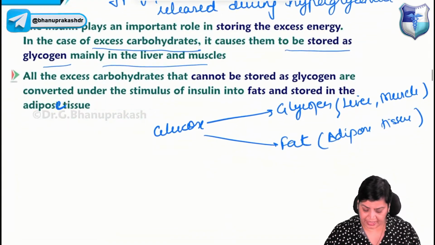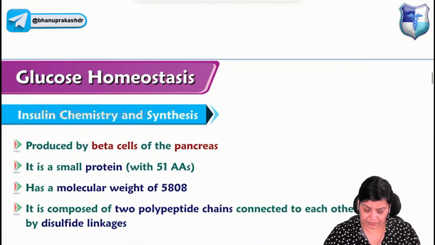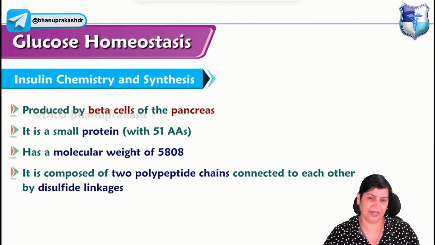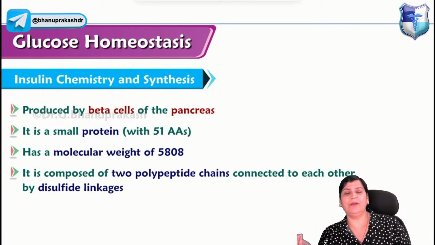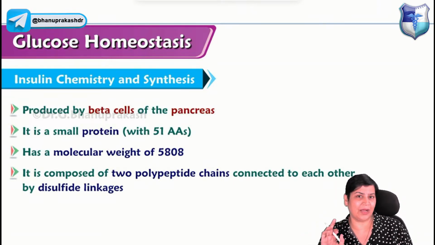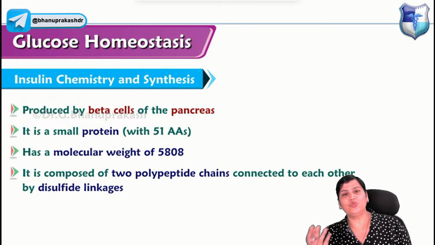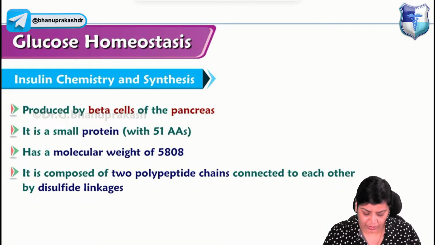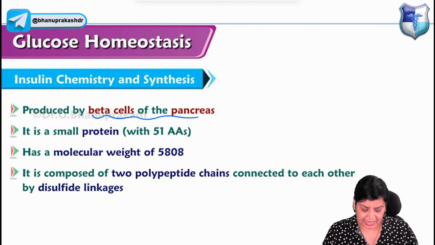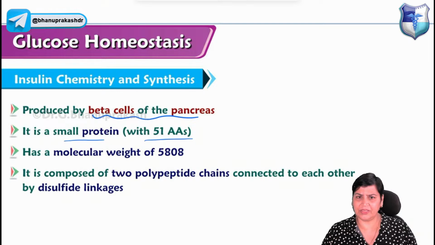Yes. Okay, clear. Then what is the chemistry behind insulin? Insulin is actually a peptide hormone. Very important, and we all know that insulin has 51 amino acids and 2 chains, isn't it? So it is produced by beta cells of pancreas. It is a small protein with only 51 amino acids.